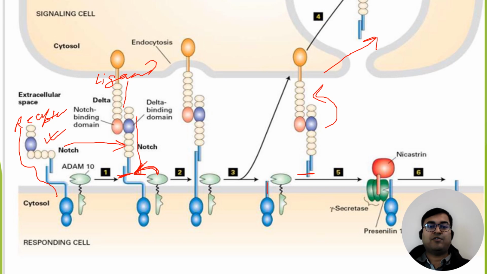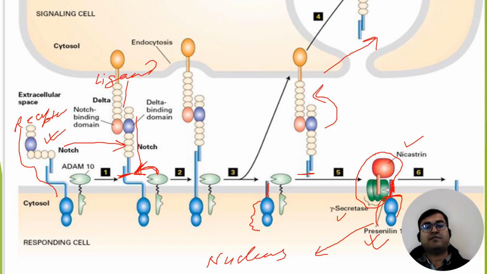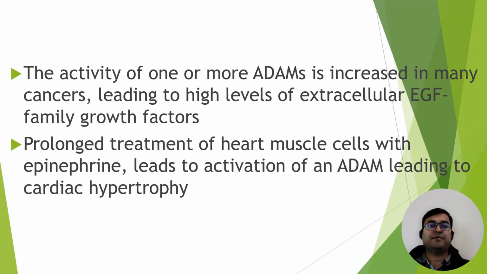Now this transmembrane domain of notch and cytoplasmic domain of notch is acted upon by a 4 protein complex which consists of γ-secretase, presenilin 1 and nicastrin. Presenilin 1 cuts the cytoplasmic domain of notch from the transmembrane domain of notch, and then this cytoplasmic domain of notch goes into the nucleus, and in the nucleus the notch fragment interacts with different transcription factors and regulates the target gene. So this is all about delta notch cell signaling pathway.